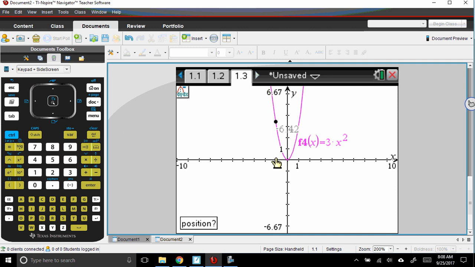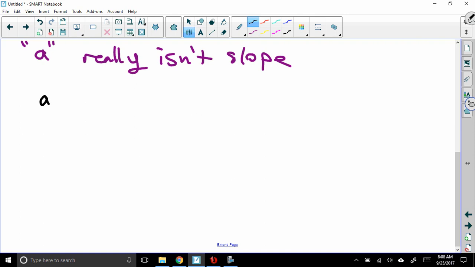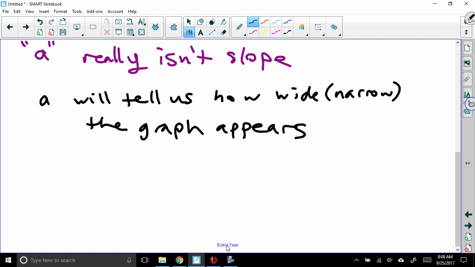But a does tell us how tall the graph is or how wide the graph is. Okay, so we can say that a will tell us how wide or narrow the graph appears. A will tell us how wide or how narrow the graph appears.